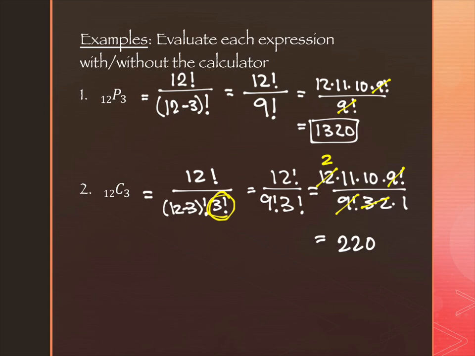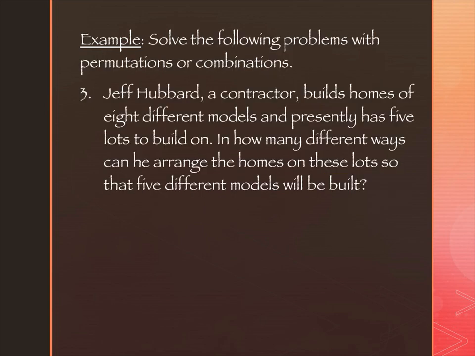So our first example is a contractor. Jeff Hubbard is a contractor, and he builds homes. He has 8 different home models, or like blueprints, right? And he presently has 5 lots, right? 5 pieces of property to build on. It says, in how many different ways can he arrange the homes on the lots so that 5 different models will be built? Okay, so read through that again yourself and think, is this a combination? The order doesn't matter. Or is this a permutation? The order does matter.